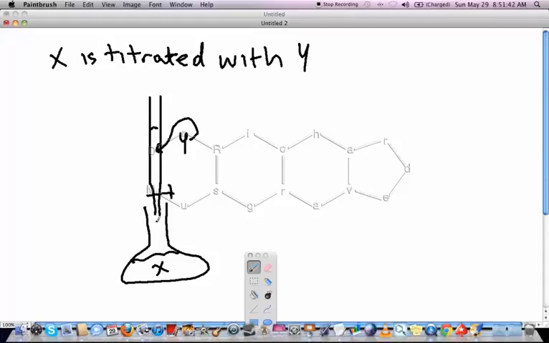Y is being added to whatever X is in the flask. So an example of that might be NaOH is titrated with HCl. That means NaOH is in the flask, and Y, the HCl, would be in the burette.